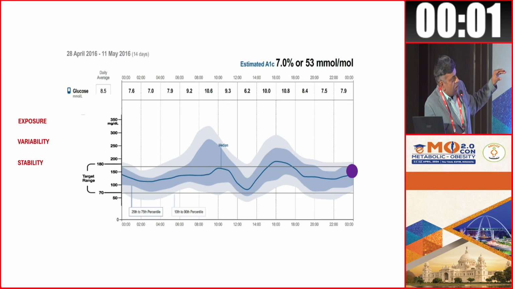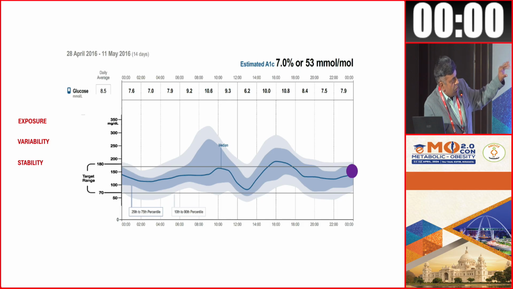So in the same day, if the glucose levels are fluctuating, that means that stability is low. Ideally we want the variability to be low, which means that the graph should be flat, and stability should also be high, which means that the graph should be stable. In the day also there should not be any peaks and troughs.